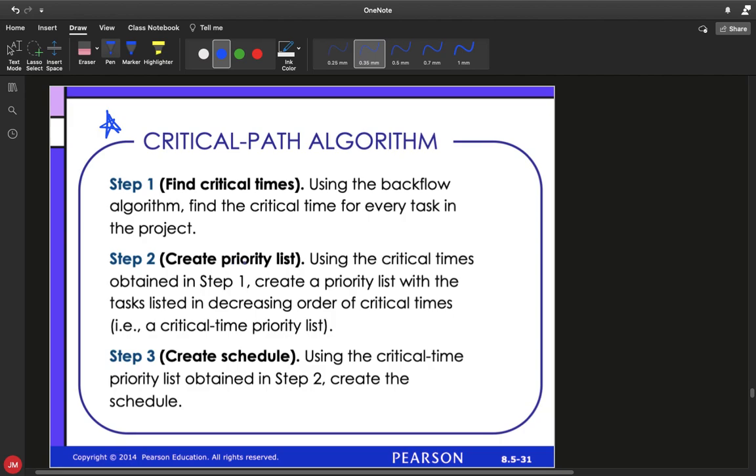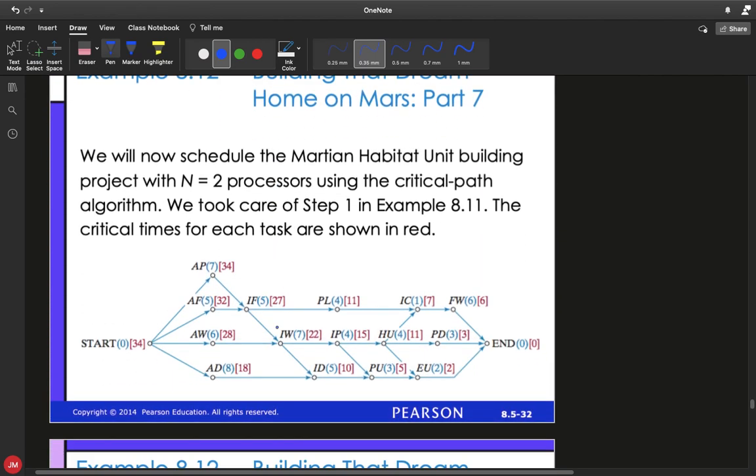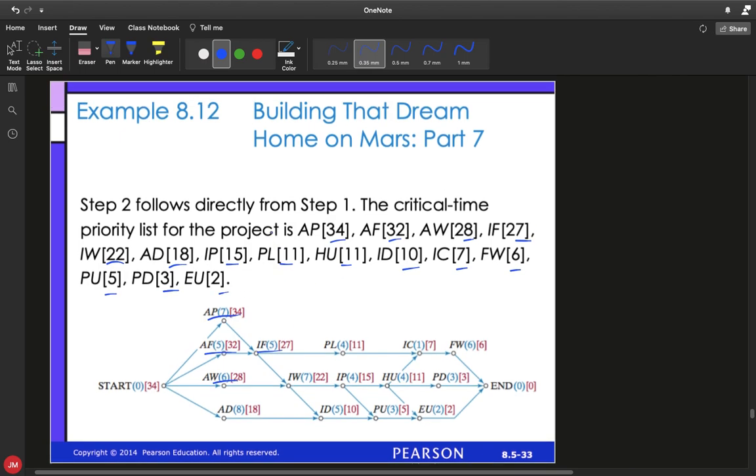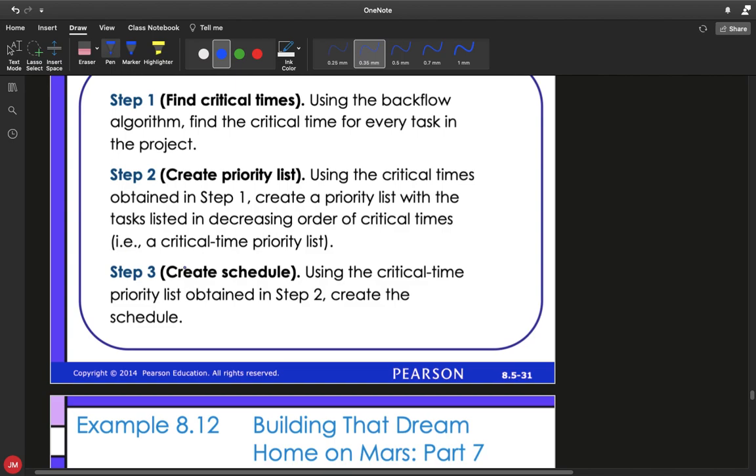Step number two is you're going to create your priority list using the critical times that you get in step one. You're going to create your priority list so that the tasks are listed in decreasing order of their critical times. In fact, they've got a list of those right here. So again, listing out those tasks, AP had the largest critical time of 34, then would be AF at 32, then would actually be AW with 28, then IF with 27, and so on and so forth. You can see the critical times in the brackets decrease on each of these, and so you're listing those out for this priority list. From there, once you've built the priority list, step number three is you create your schedule.